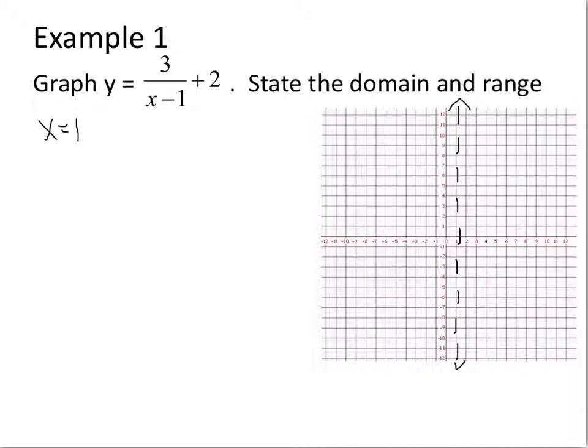Step 2 is to find the horizontal. So this guy was h, and this guy is k. So y equals 2 is our horizontal. So that is a horizontal line at 2, right? Again, same thing we learned in Algebra 1.